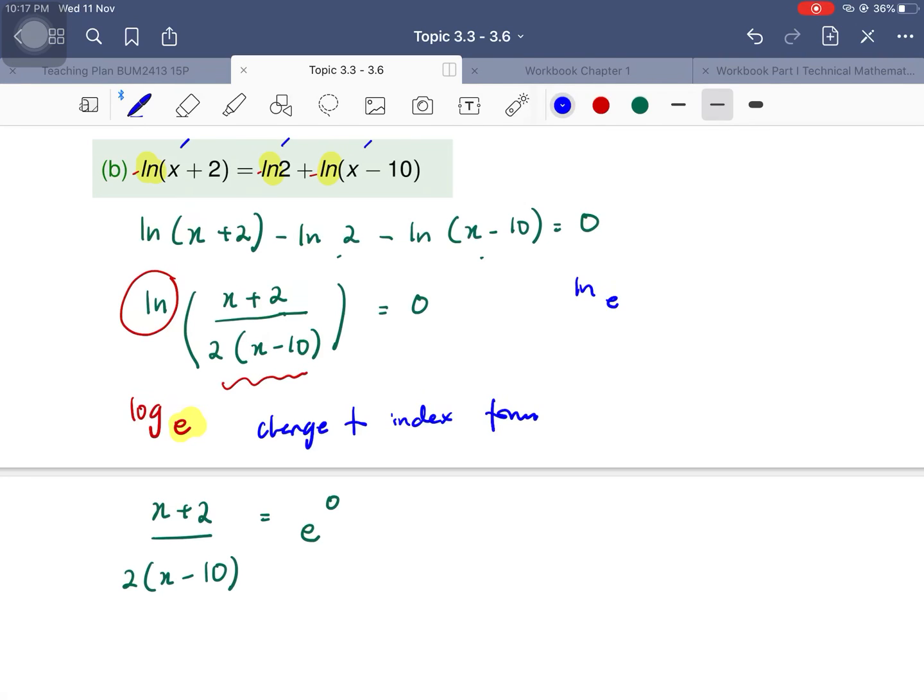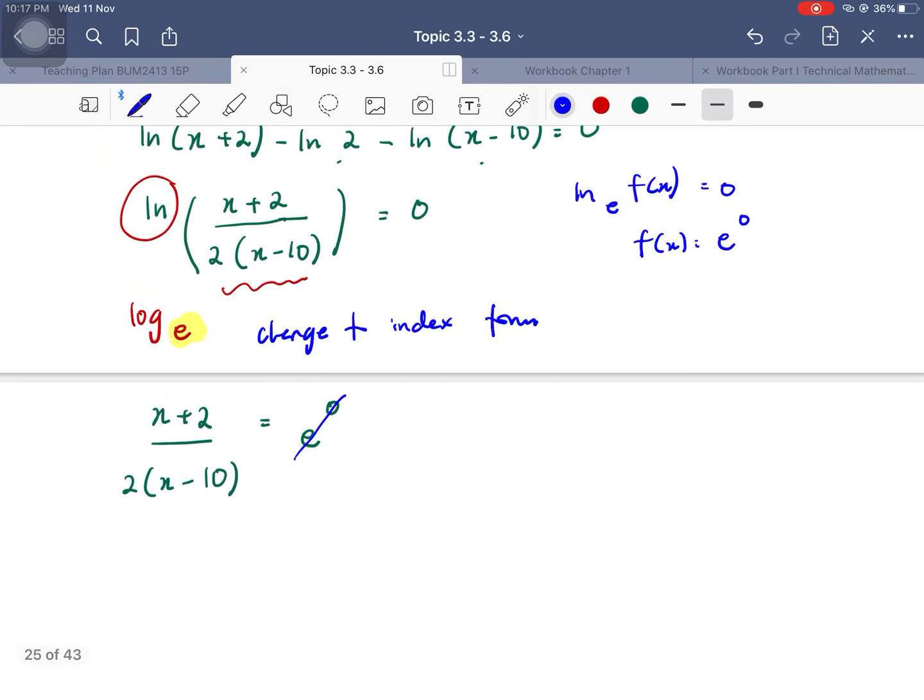So basically I have log of e and the function f of x. I'm going to say that this whole function over here is f of x, so f of x equals 0. Basically my function f of x is actually going to equal e to the power of 0. That is what I apply over here. And the good news is that e to the power of 0, anything raised to the power of 0, is simply going to equal 1. So that is how my equation is going to look.